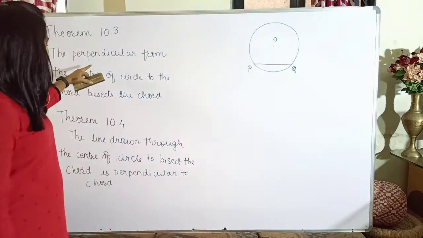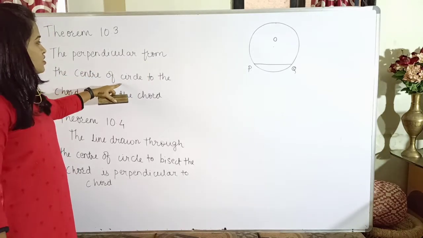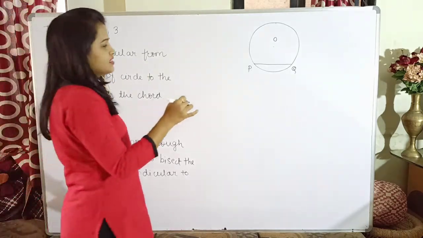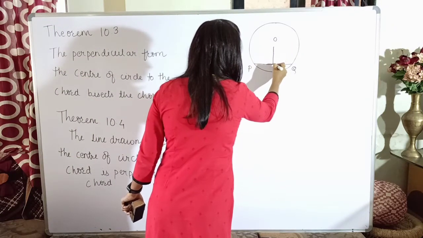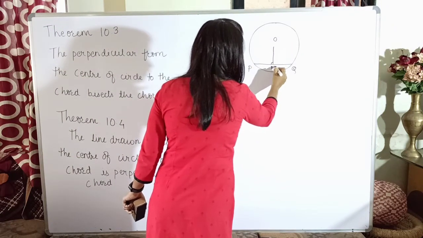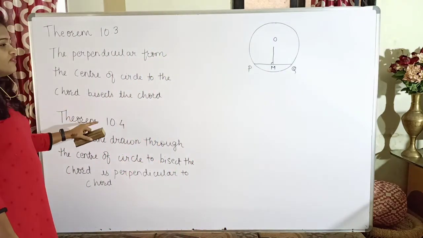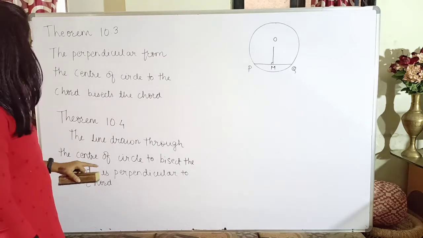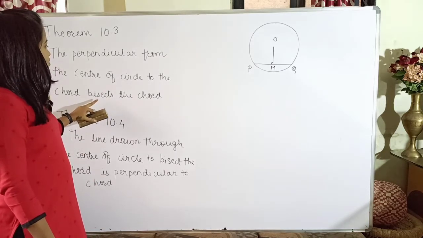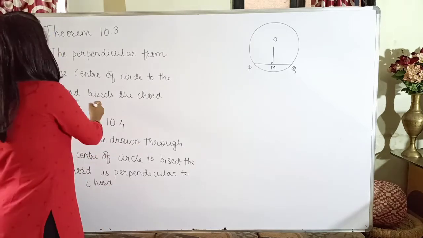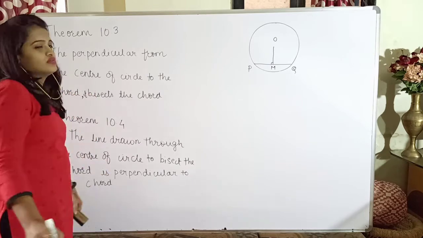So the theorem says you are drawing a perpendicular from the center to the chord. So from the center, let us draw a perpendicular on the chord. Let us name it as OM. So OM is the perpendicular drawn on PQ. If you are drawing a perpendicular in this way, then the perpendicular bisects the chord. Okay, it bisects the chord, right?